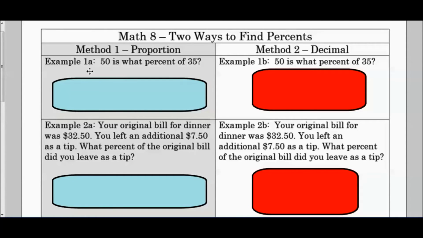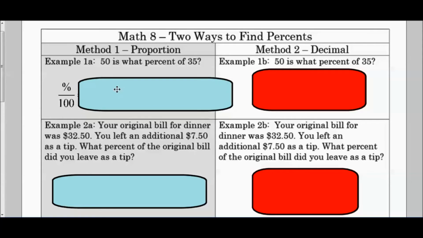All right, so on example 1A, it says 50 is what percent of 35. When we're asked what percent, we can actually start the problem the same way. We know we're going to put the percent over 100. So when they're asking what percent, we know that that's going to be our question. That's what we don't know yet. The x value, the variable that we don't know, is going to go over 100. We don't know that yet. That's what the question's asking.